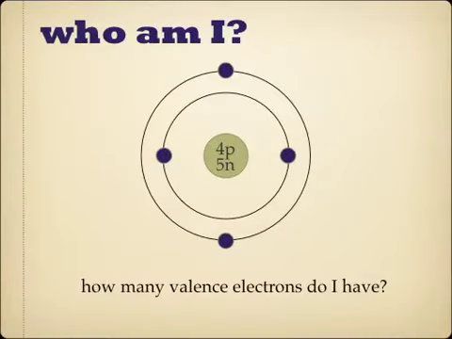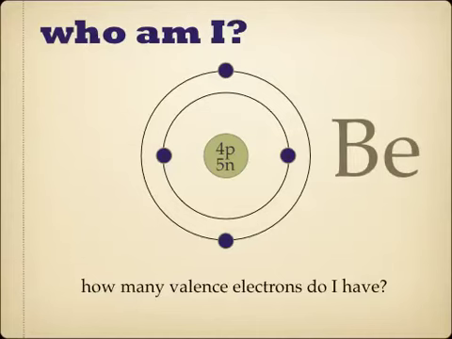So, here's a typical question. Who am I? I'm an element. Do you notice I made this an isotope? Instead of putting 4p and 5n, 4p and 4n, yes, I made the neutrons a little bit different, just so you could be ready for that. But it doesn't matter, we don't need that for the element. This is beryllium, and beryllium has 2 valence electrons.